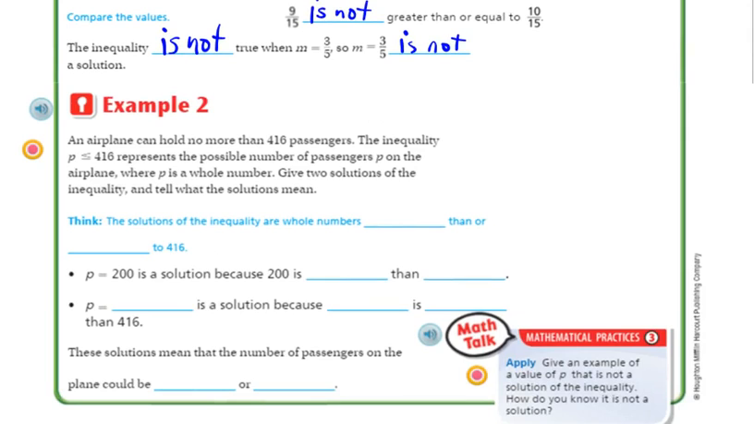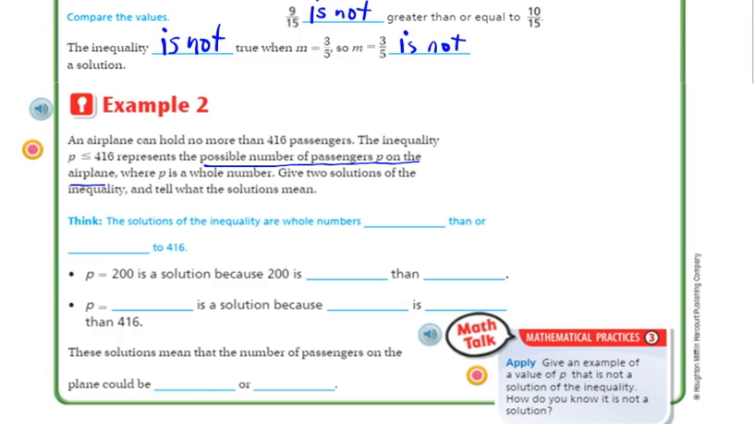Let's go ahead and scroll down to example 2 here. You'll take it one step further, and then you're going to get to work on some of these problems on your own. An airplane can hold no more than 416 passengers. The inequality P is less than or equal to 416 represents the possible number of passengers P on the airplane. So P cannot be greater than 416 because the plane can only hold 416.